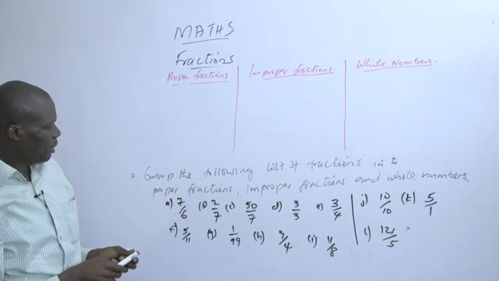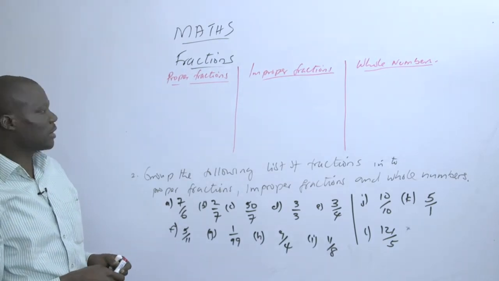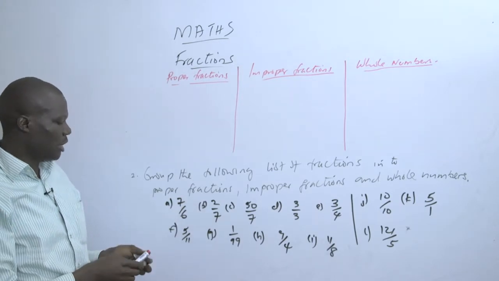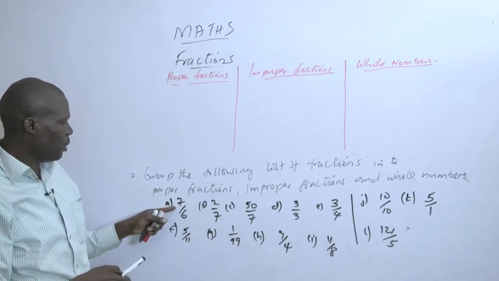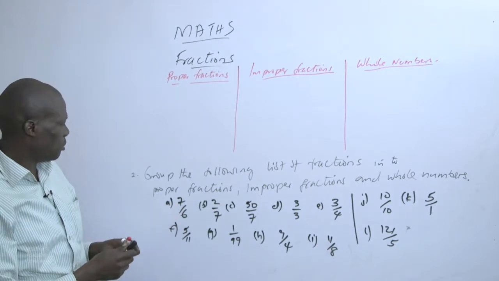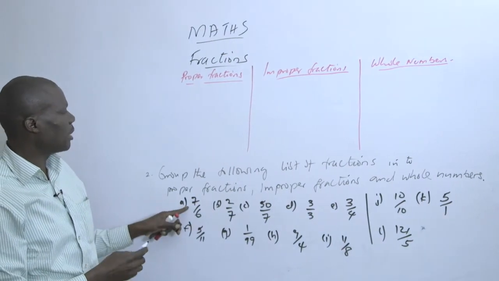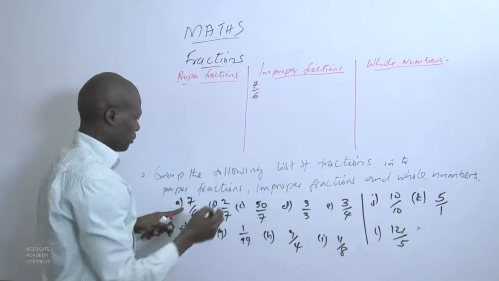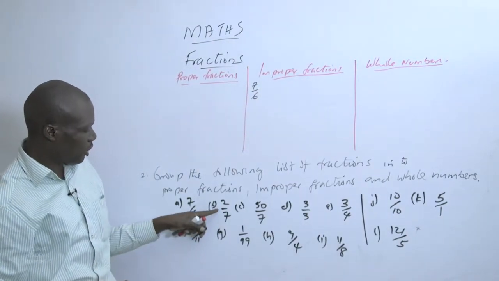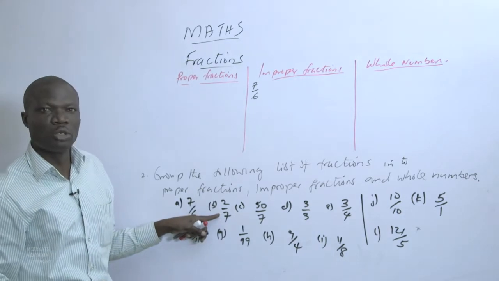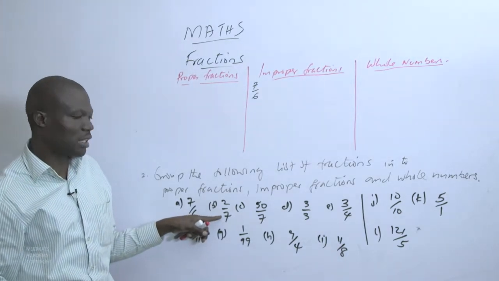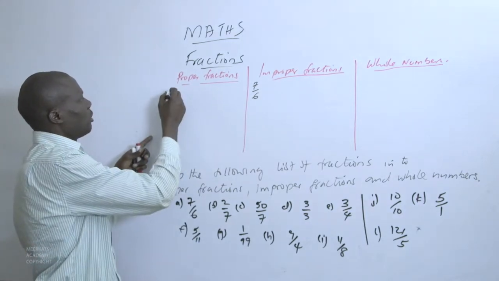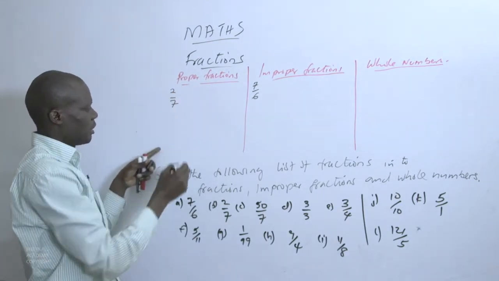The first one is 7 over 6. 7 is larger than 6. That one gives us an improper fraction. So we shall look at where we have improper fraction and locate there. So we have 7 over 6. B is 2 over 7. 2 is smaller than 7, which means this is a proper fraction. So we have 2 over 7.